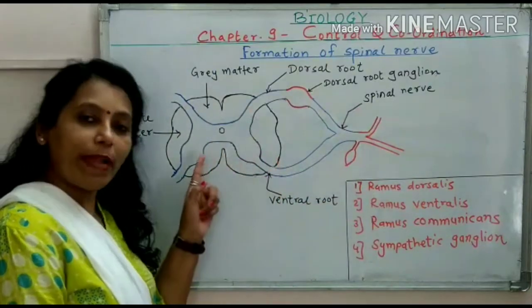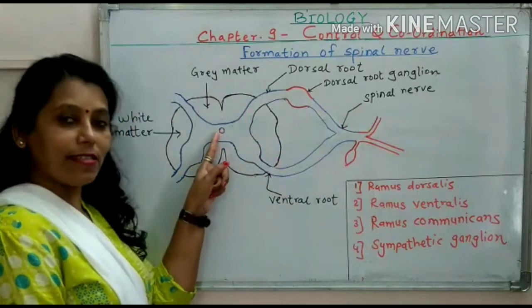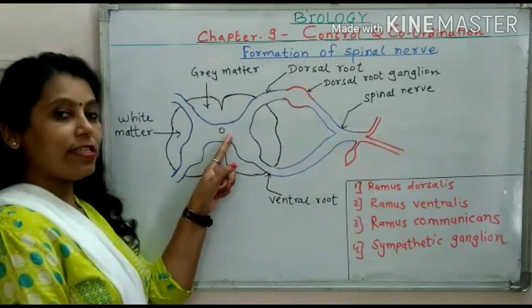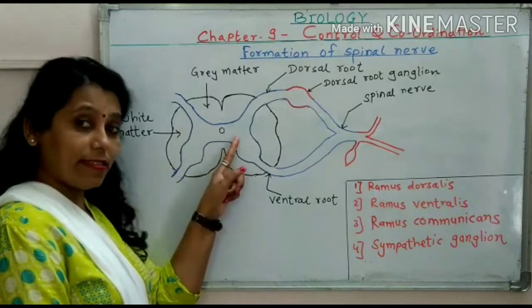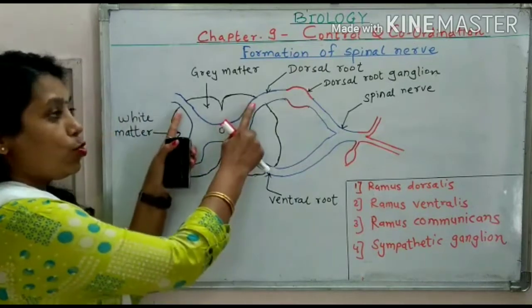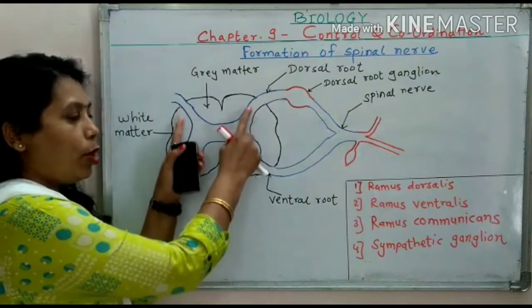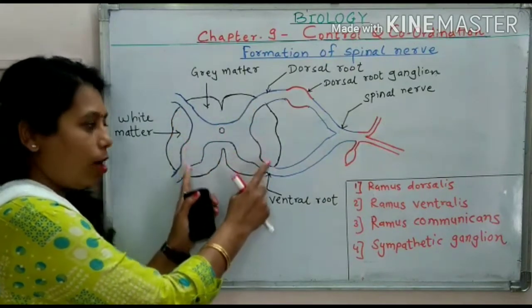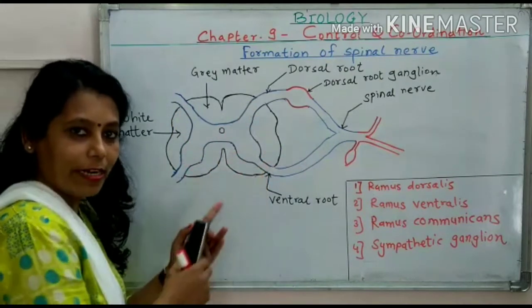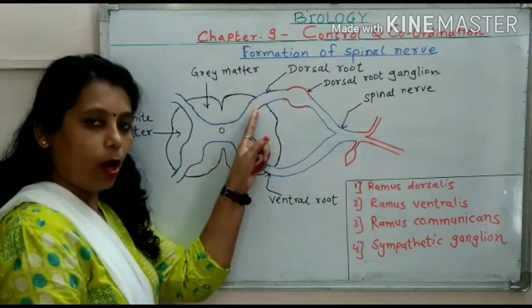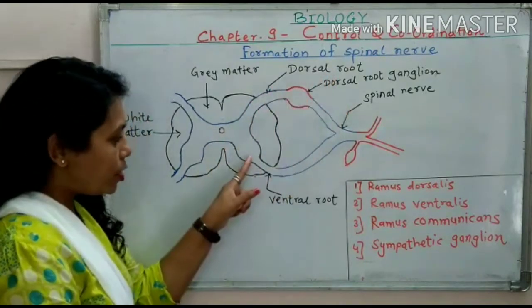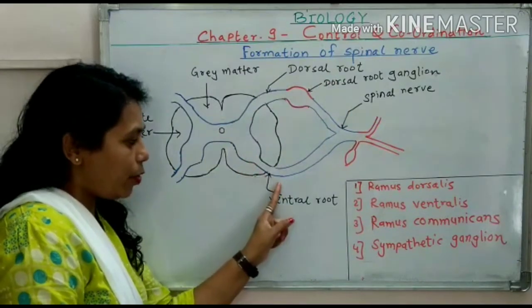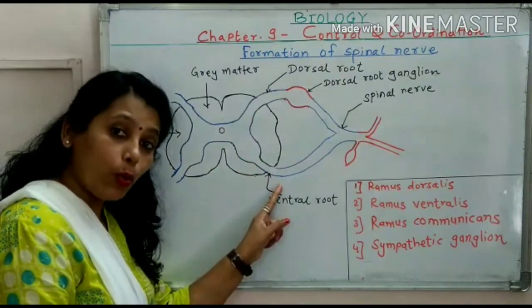This is TS of spinal cord. Here this is central canal. This is white matter. Sorry, this is white matter. This is grey matter. These two are horns. Dorsal horn, lateral horn, ventral horn we have studied. This dorsal horn continues as a dorsal root. This ventral horn continues as a ventral root.